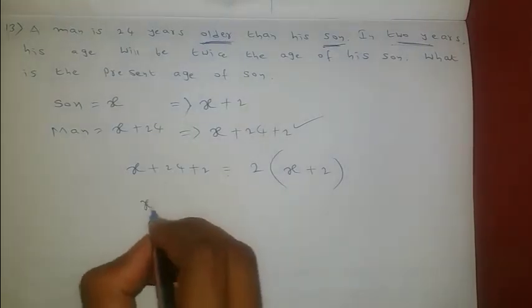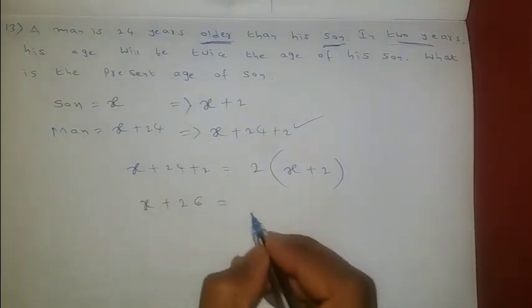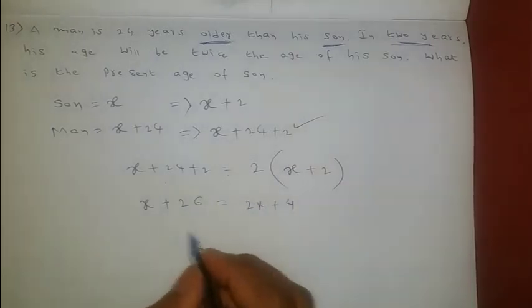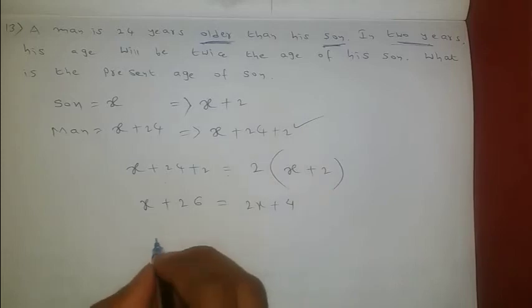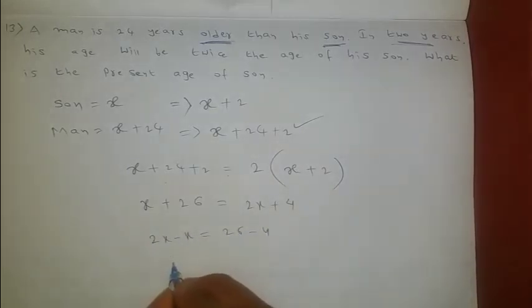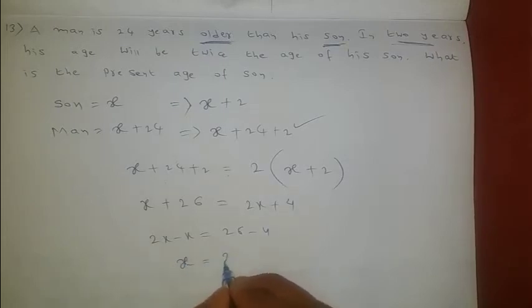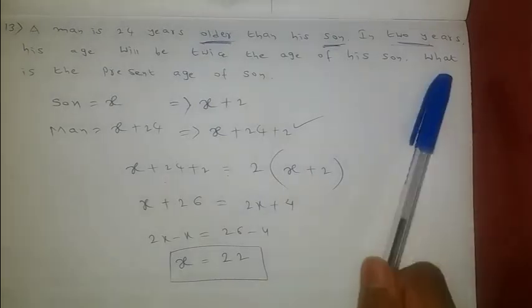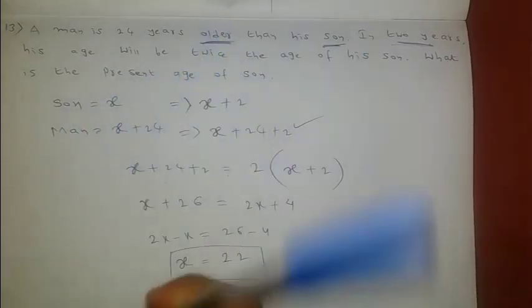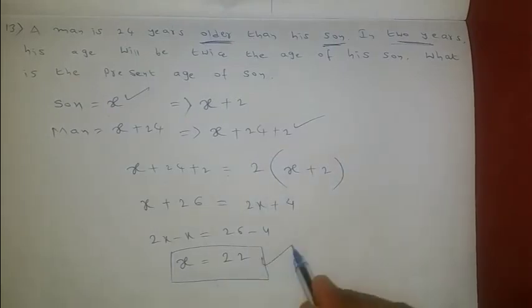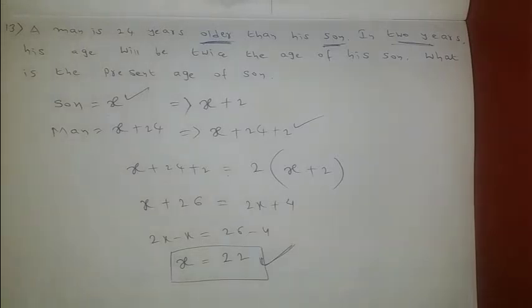So x plus 24 plus 2, 26, is equal to 2 into x plus 2, that is 2x plus 2 twos are 4. So I will take x that side and 4 this side. So 2x minus x is equal to 26 minus 4. 2x minus x is equal to 26 minus 4, which is 22 years. So what is the present age of the son? The son's present age is nothing but x. So the son's present age is 22 years.